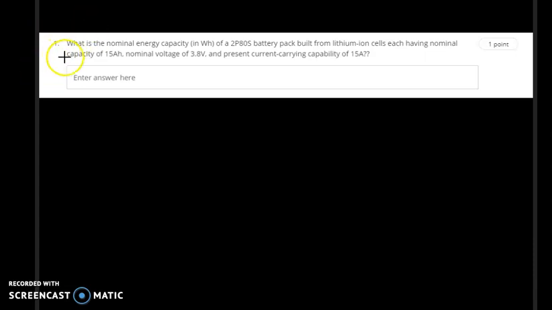So in this question, what is the nominal energy capacity in watt hour of a 2P80S battery pack? So in 2P80S, the 80S stands for 80 cells connected in series, and 2P stands for the number of parallel combinations. So the circuit would be like this.